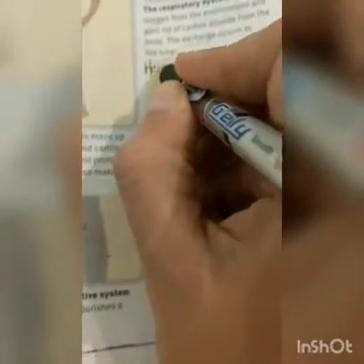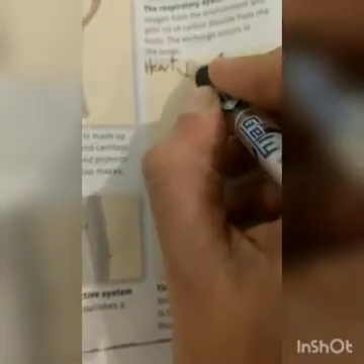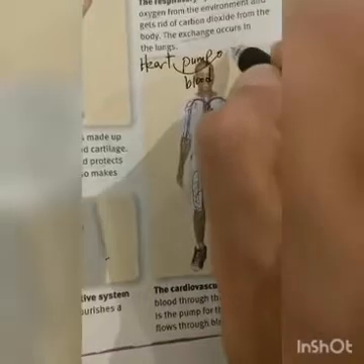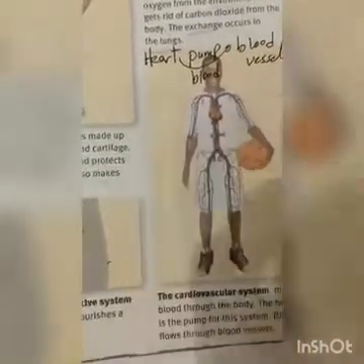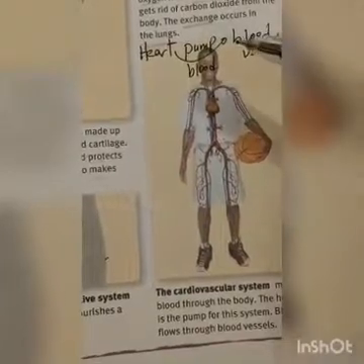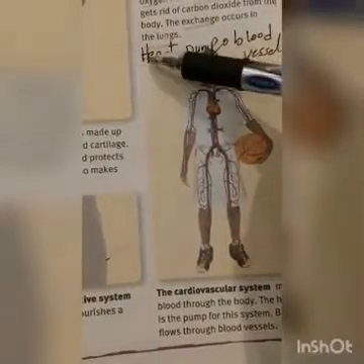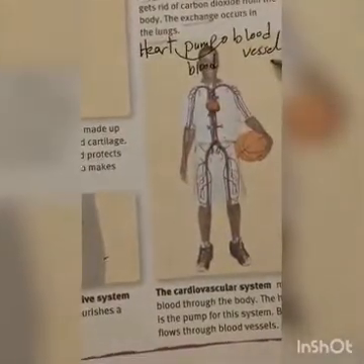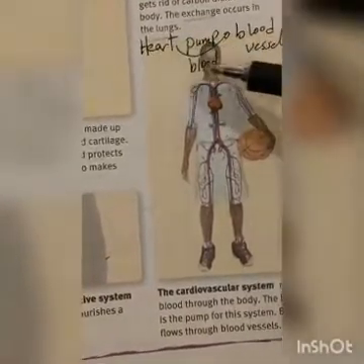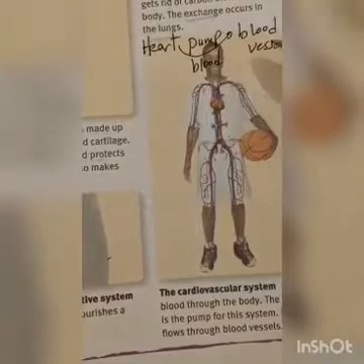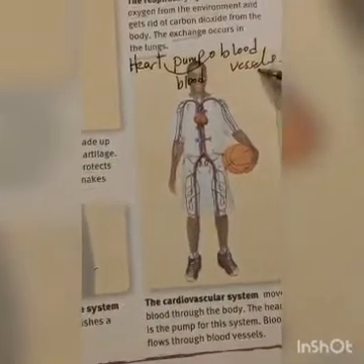Again, we can say the heart pumps blood to all body cells through the blood vessels. Okay, parts of the cardiovascular system: it's made up of the heart, the blood, and the blood vessels. How does this system function? The heart pumps the blood to all body cells through the blood vessels.